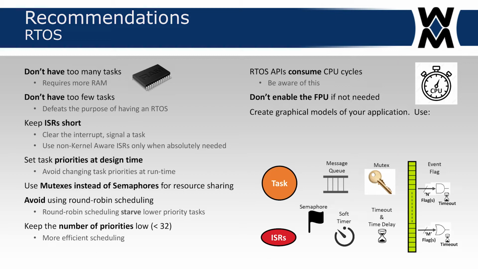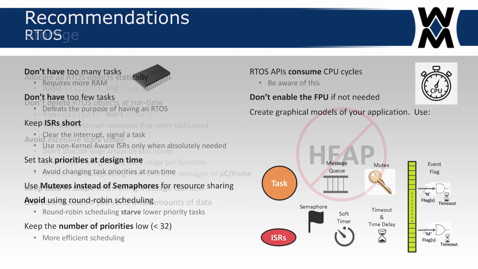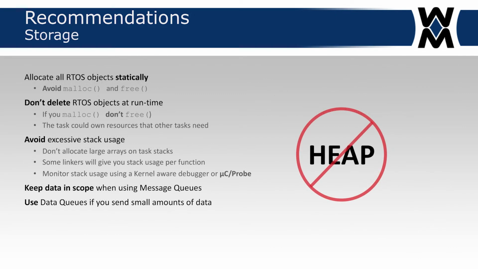And I recommend creating graphical objects or models of your application. Using some of the little pictures that I use makes understanding how an application works easier. A general thing about RTOS and in fact embedded systems: avoid using malloc and free. If you don't delete RTOS objects at runtime, then you could use malloc to create your RTOS objects, as long as you don't use free.